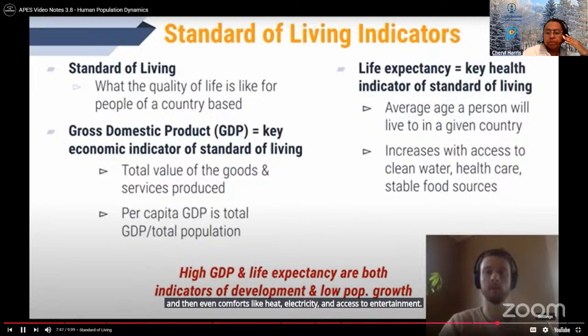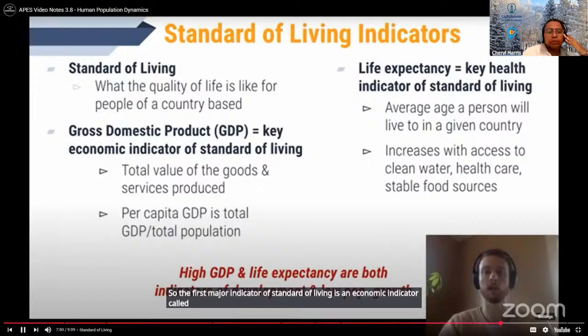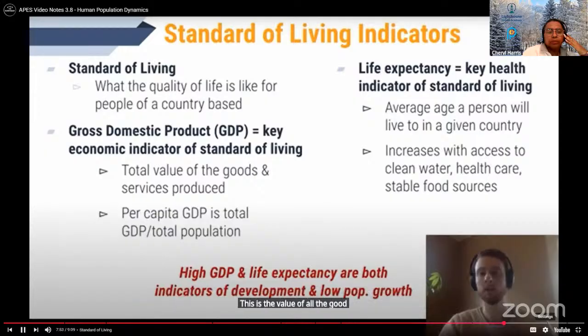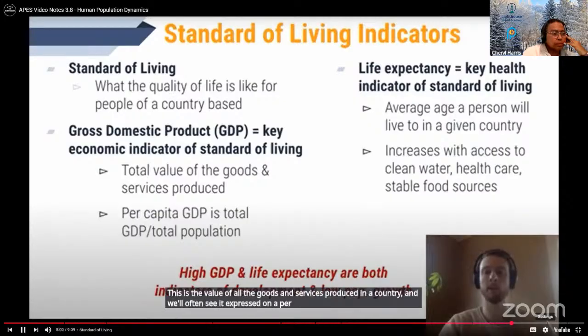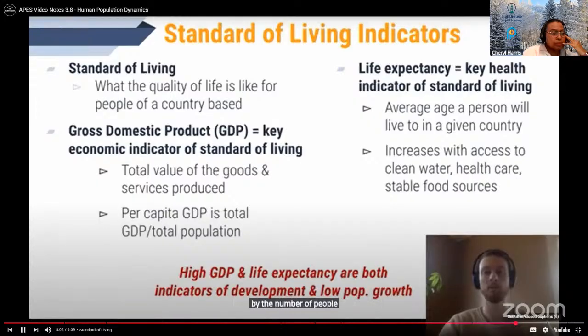So the first major indicator of standard of living is an economic indicator called gross domestic product, or GDP. This is the value of all the goods and services produced in a country, and we'll often see it expressed on a per capita or per person basis, which just means we're dividing that total value that their economy produces by the number of people in the population.